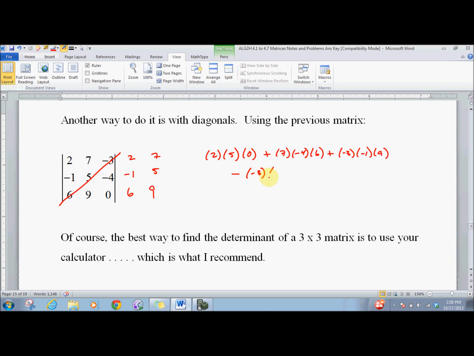Negative 3 times 5 times 6 minus, I'm distributing my negative, 2 times negative 4 times 9. Minus 7 times negative 1 times 0. Learn to look for your zeros in your matrices and just love seeing them. So, gone and gone, don't need to bother. Some big ugly numbers here.